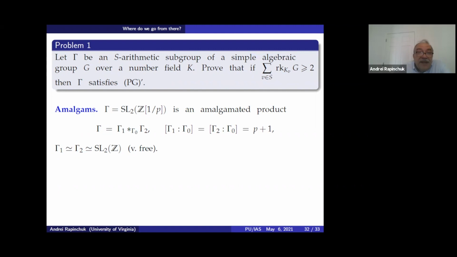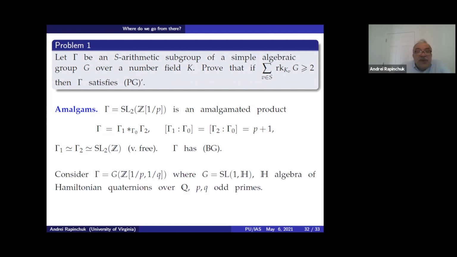And this group, of course, has a sort of an anisotropic cousin. This group, of course, does not have bounded generation, but let's look at the anisotropic cousin. So we can take, for example, the algebra of usual quaternions and localize at two odd primes, p and q, and look at the quaternions where the coordinates belong to that localized ring.